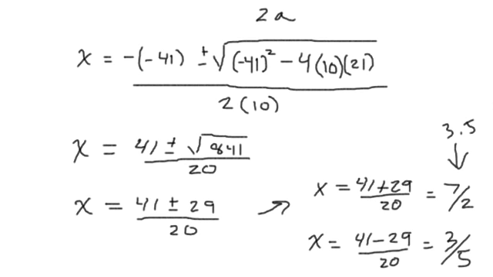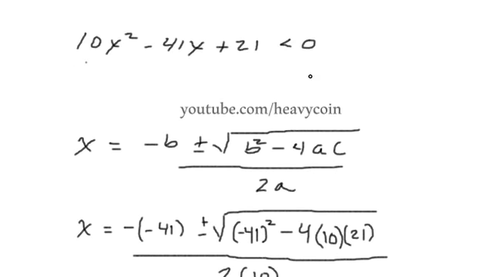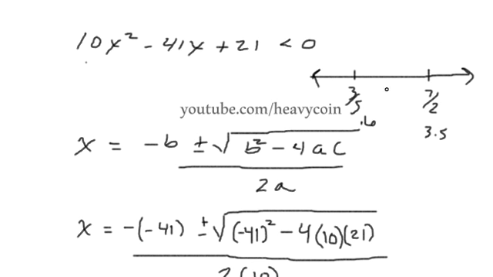What we're going to want to do now is draw a number line, and I'm going to try to sneak that in right here. See if we can sneak that number line in right there. Okay. So this was 7 halves, and then this over here was 0.6 or 3/5. So it's 3.5 and then 0.6 right here.